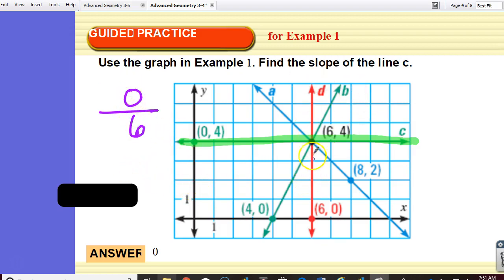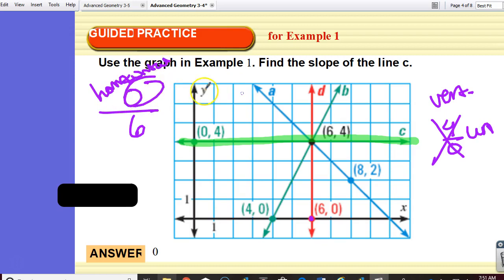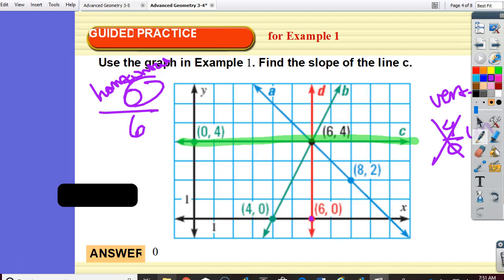In terms of vertical, that's rise over run. So that's where you're going to be rising 1, 2, 3, 4, and you're running nothing, and you can't have something out of nothing. You cannot. That would be undefined. So vertical, undefined, horizontal, 0. Make sense?